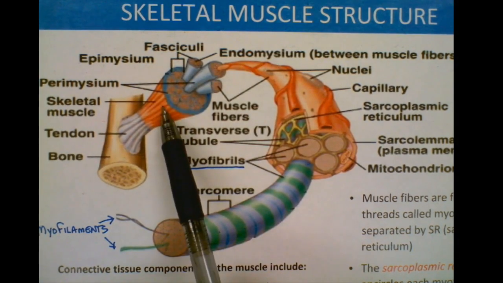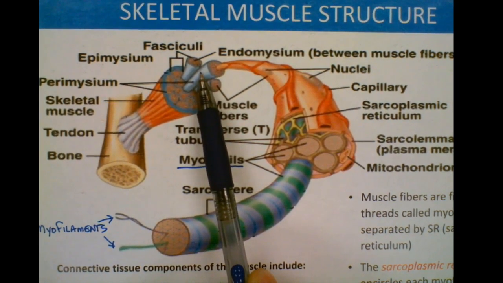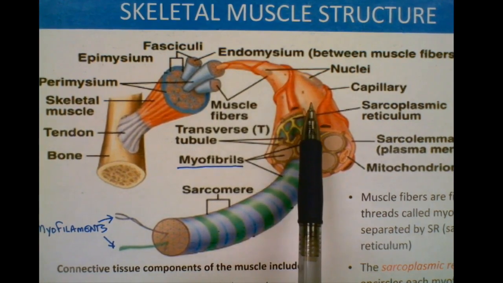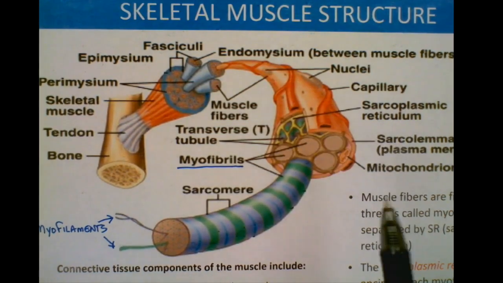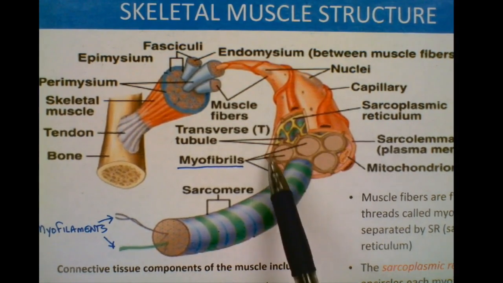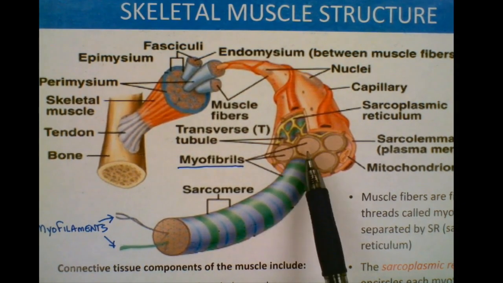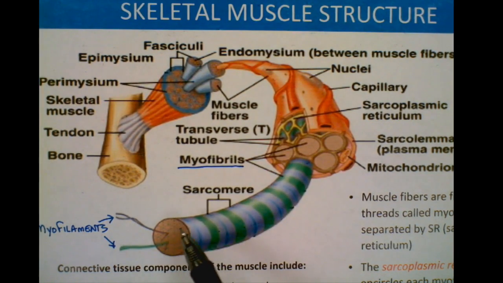So this is the whole muscle. This is a bundle of cells called a fascicle, and then we pull a muscle cell or muscle fiber, and each fascicle is made out of 10 to 100 muscle fibers. Now, the muscle fibers, the cells themselves, are made out of their own bundles of myofibrils. So this is the myofibril right here.